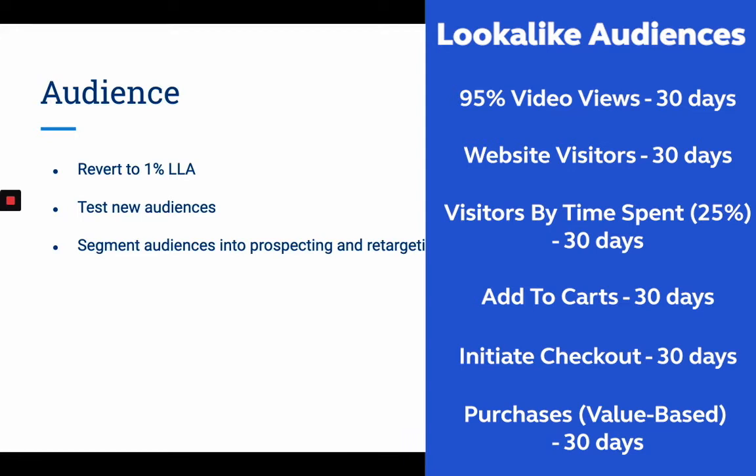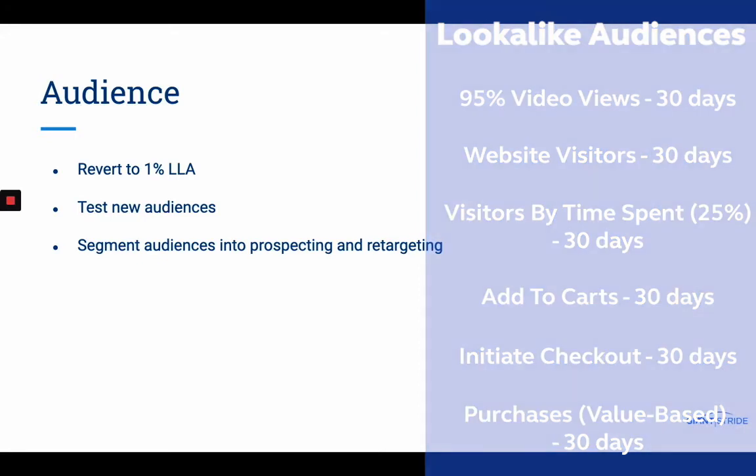You've got website visitors. You've got visitors by time spent. We usually restrict this to the top 25% of visitors. Then you've got add to cart and initiate checkout. And last but not least, let me not forget value-based lookalike audiences. For value-based lookalike audiences, you want to create this when you've had 500 or more purchases. And in terms of the time duration within which you want to capture this audience, I'd say limit it to 30 days.